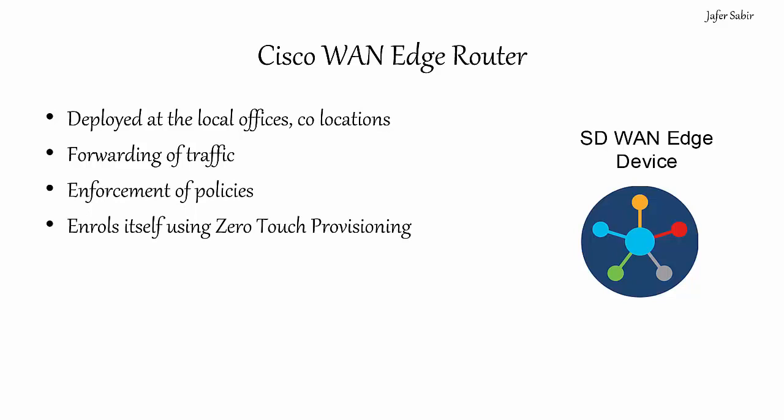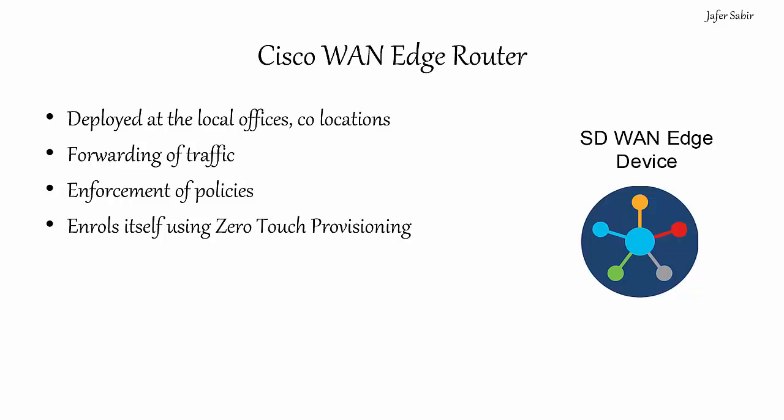WAN Edge initially takes part in what is called zero touch provisioning, basically onboarding process, provisioning and adding themselves to the WAN fabric. This includes authentication, provisioning, any NATing with vBond, and vBond then provides the details of the vSmart controllers and vManage devices to the WAN Edge devices, and this is how connectivity is established between the WAN Edge devices, vManage and vSmart controllers.